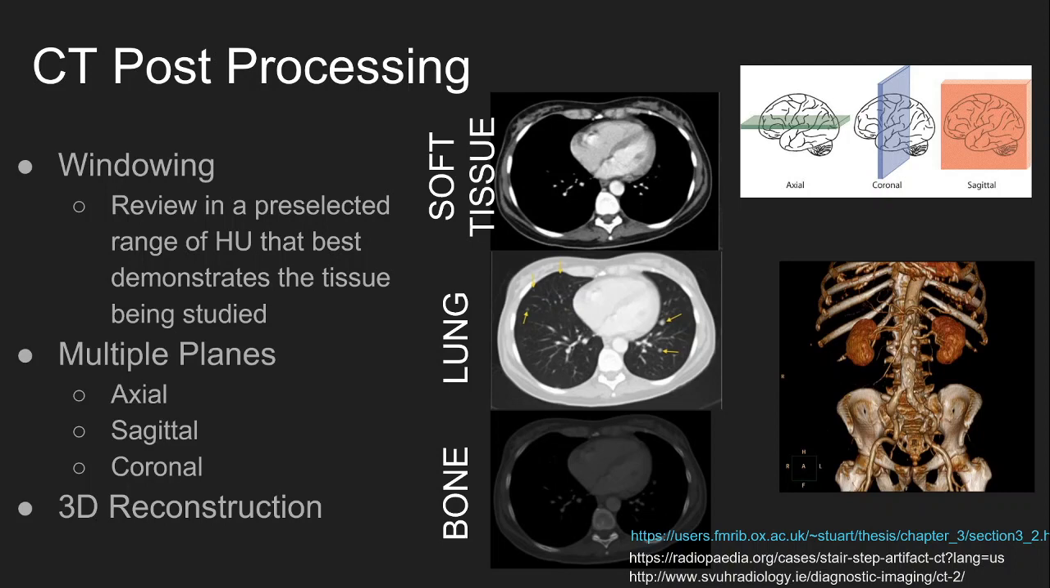The collection of such a vast amount of data from many different angles, as in a CT, allows for the images to be processed in different ways after they are acquired. One example of CT post-processing is windowing. Windowing is the ability to review the same image in different pre-selected ranges of Hounsfield units for better visualization of the tissues of interest. You can see on the right side of the slide the same axial section of a patient's chest in 3 different windows: the soft tissue window, the lung window, and the bone window.